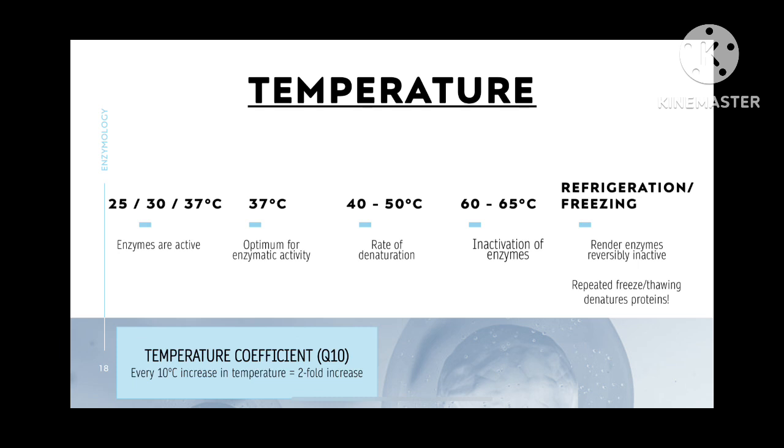However, some denaturation may occur at the human physiologic temperature of 37 degrees Celsius. The rate of denaturation increases as the temperature increases and is usually significant at 40 degrees Celsius to 50 degrees Celsius. Because low temperatures render enzymes reversibly inactive, many serum or plasma specimens for enzyme measurement are refrigerated or frozen, that is to prevent activity loss until analysis.